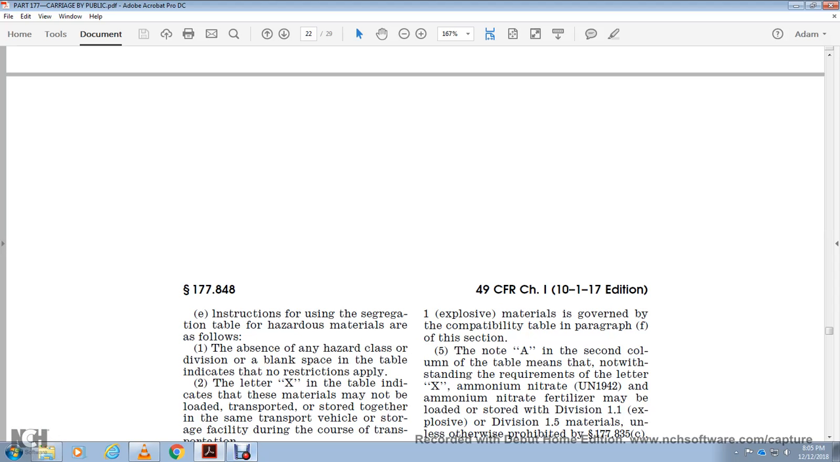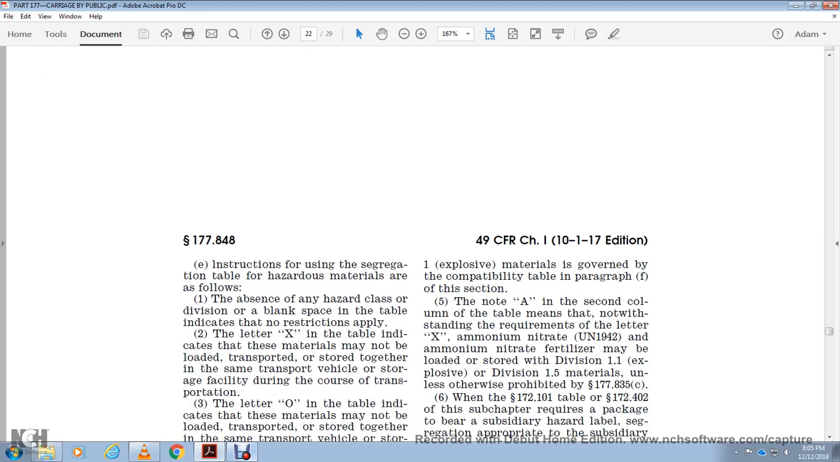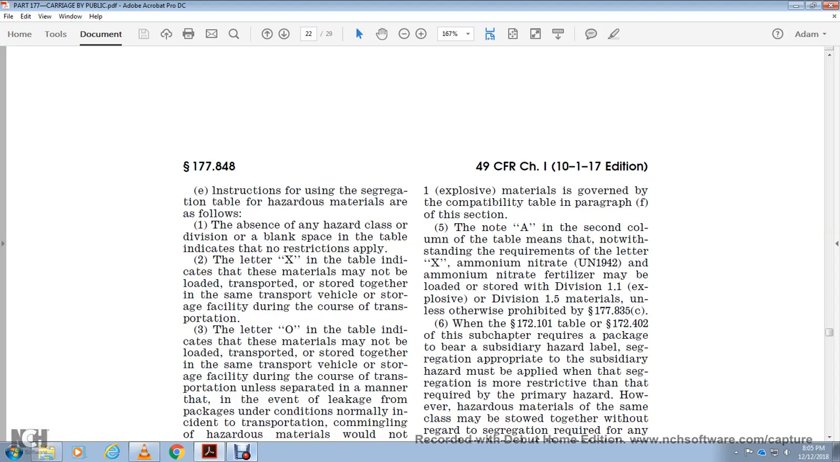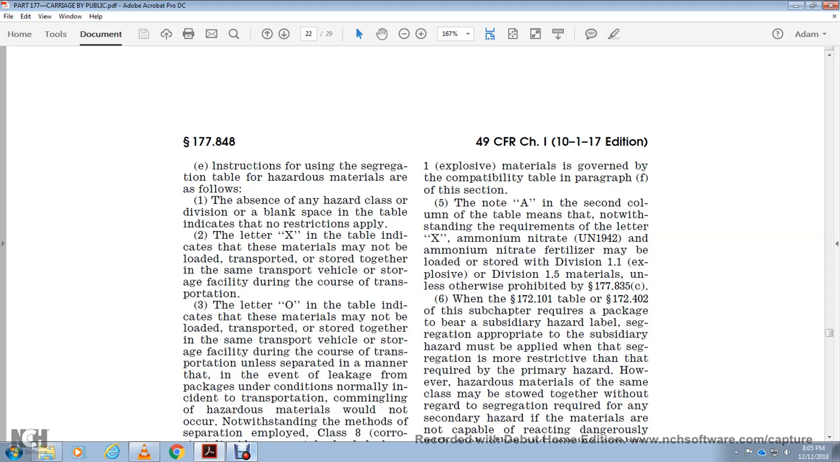If there is no restriction applied by the direction on the table, the materials may be loaded with the transport and stored together in the same transport vehicle or storage facility during the course of transportation. Each letter in the table indicates materials that may not be loaded, transported, or stored together in the same transport vehicle or storage facility during the course of transportation. Separate them in such a manner that, in the event of a leak of the package under normal conditions of transportation, commingling of the materials would not occur, notwithstanding the method of separation employed.